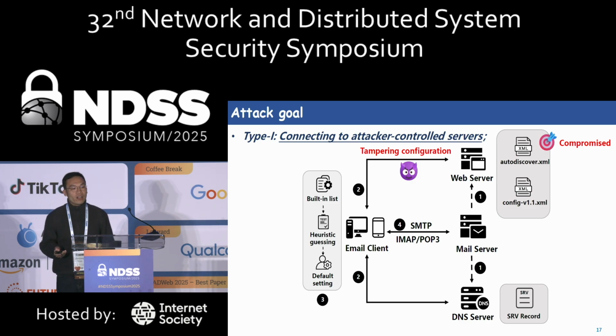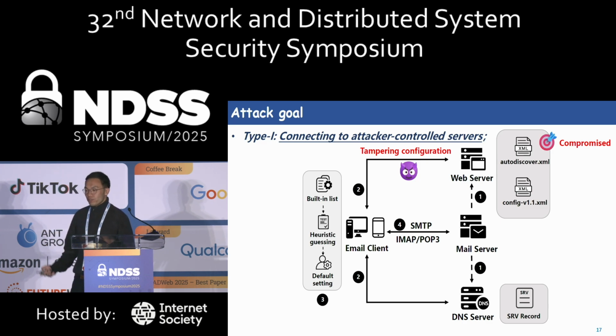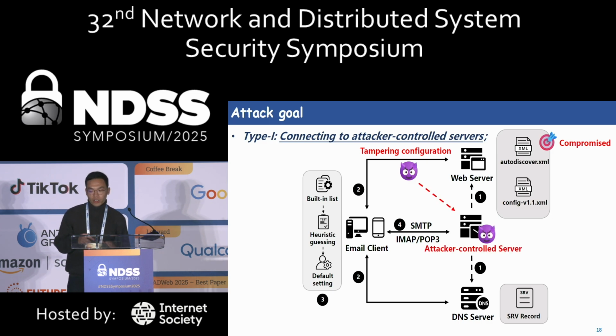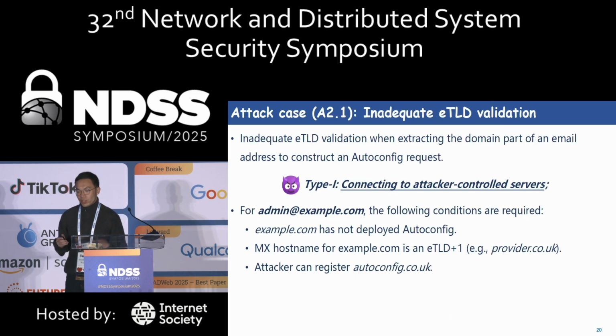We classify the attack goal into 2 types. Type 1 is connecting to attacker-controlled servers, where the attacker can compromise the configuration file or temporary configuration, and finally make the client establish connections to the attacker-controlled server. And type 2 is leaking credentials, where the attacker can exploit the insecure connection between the email client and the email server, and finally steal credentials.